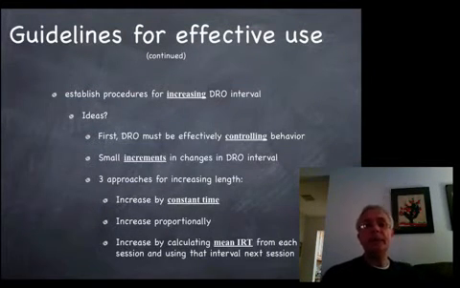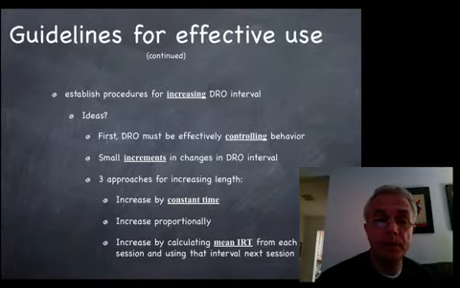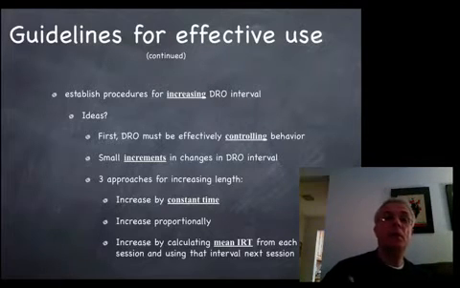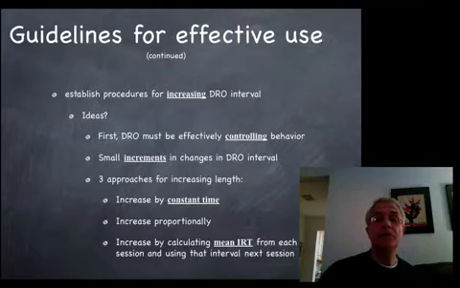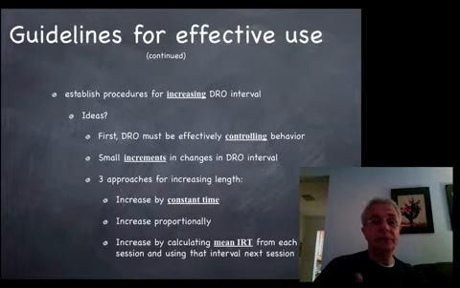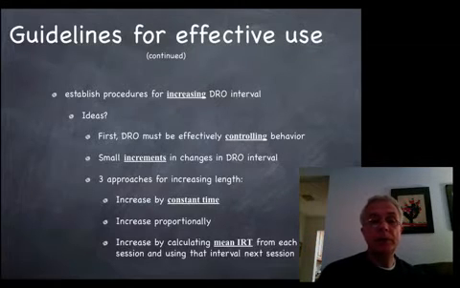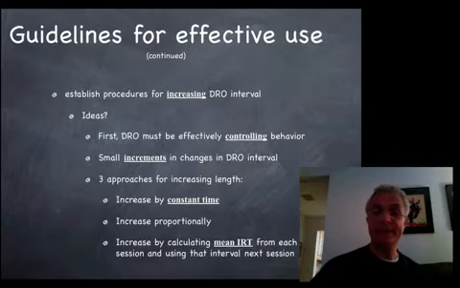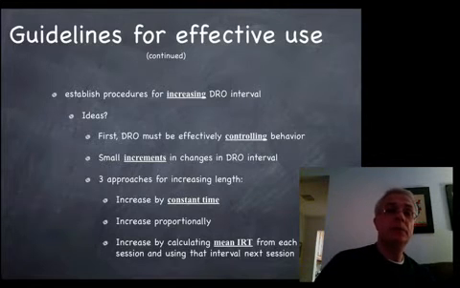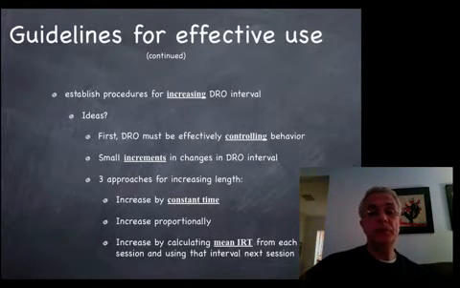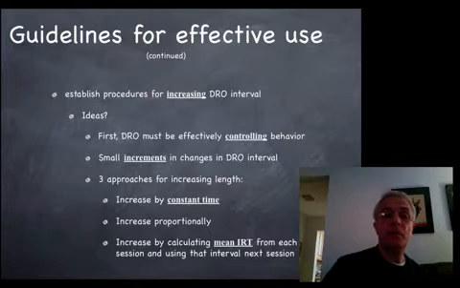And then you need to establish procedures for increasing the DRO interval. Well, first of all, the DRO at the initial interval size should be effectively controlling the behavior. That means you see a significant decrease in the problem behavior. Then, like common sense would dictate, you slowly increase the increments of the interval, right? So you can increase the length different ways. You can increase the constant time, like it's a 2-minute interval, and now it's going to be a 2.5-minute interval, then a 3-minute interval.